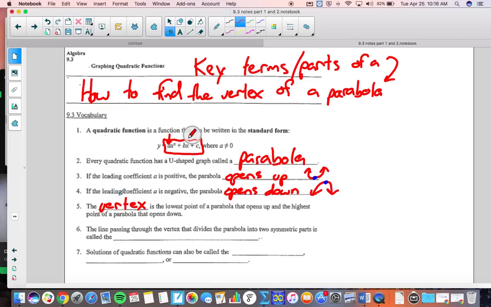The line passing through the vertex that divides the parabola into two symmetric parts is called the axis of symmetry. Now Mr. P's parabolas that he made over there aren't the prettiest things, but you'll notice that if this were drawn accurately, this right part folds onto the left part or vice versa, that there is symmetry there.